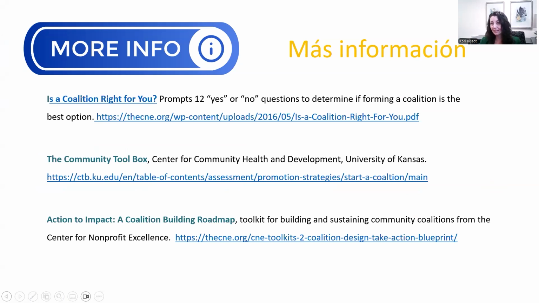The first is a mini assessment if you're thinking about starting a coalition, to help you know if that's maybe the right approach to what you're trying to do. And then basically two toolboxes, a toolbox and a resource kit from two other groups that have a lot of really good tangible guidance on how to move forward with developing, maintaining, and succeeding as a coalition.